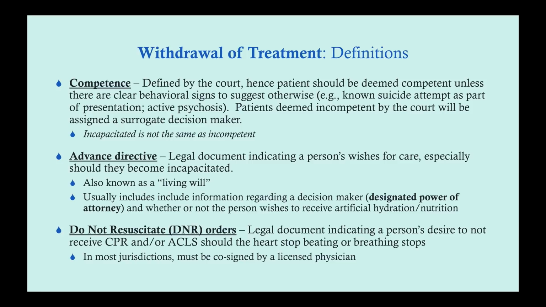Usually, like I said, it includes information regarding artificial hydration and nutrition, whether or not they want to receive that. And it also includes very, very important information, which all of us should have documented, and that is, who do we want to make decisions for us should we not have the ability to make decisions for ourselves if we become incapacitated. And that person is known as the designated power of attorney.